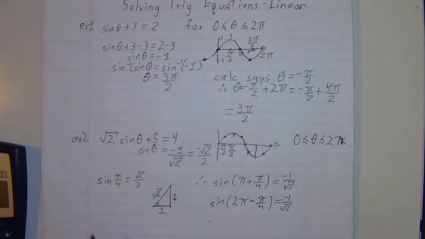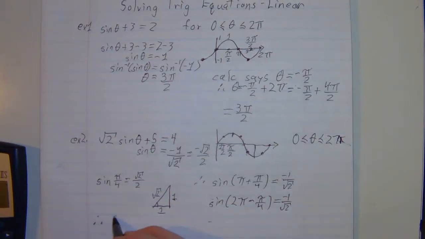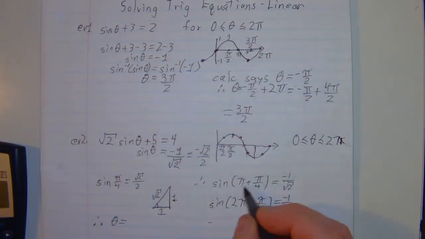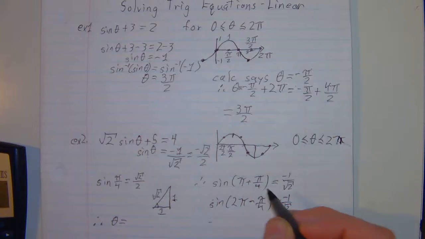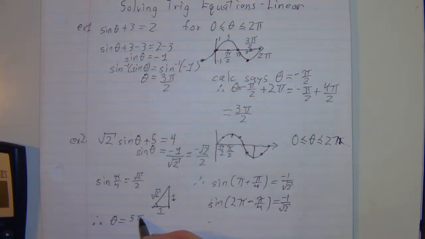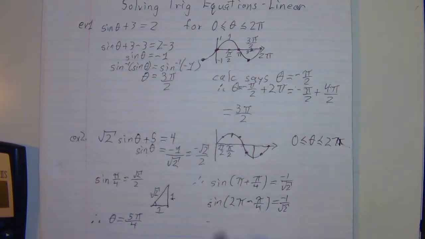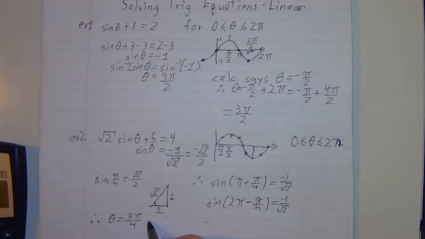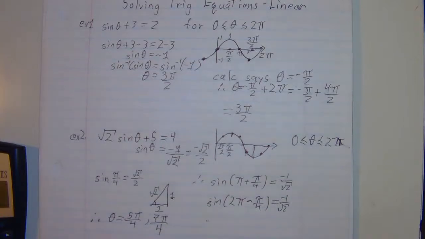And therefore, we can conclude that theta equals, well, this is 4 pi by 4 plus pi by 4, so that's 5 pi by 4. And for this one, we have 8 pi by 4 minus pi by 4, so that's 7 pi by 4.